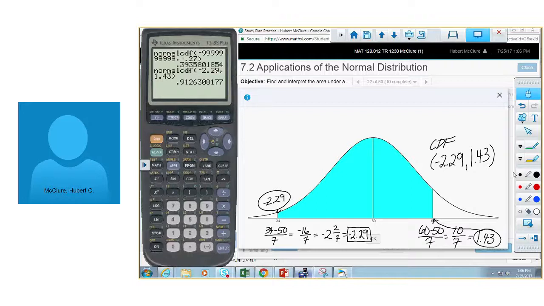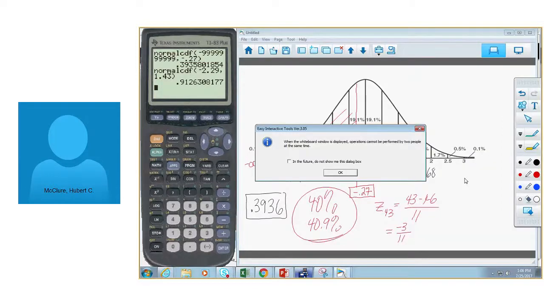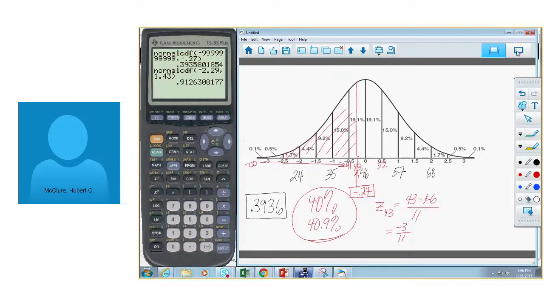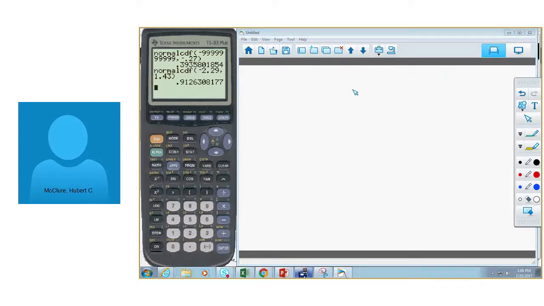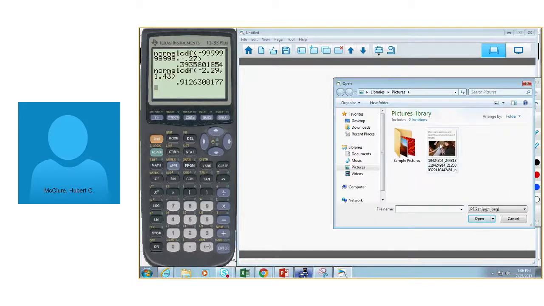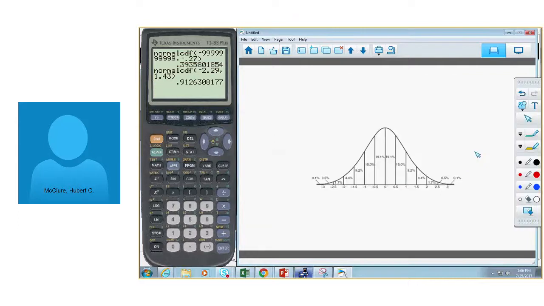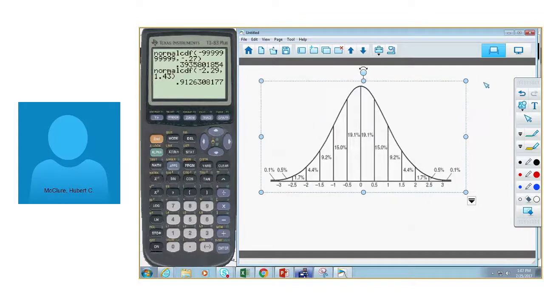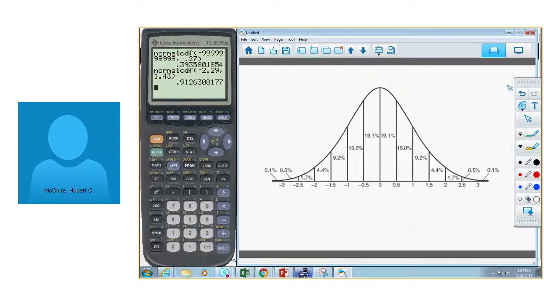Now, if you didn't have a calculator, I would highly suggest that you use a picture like the one that I'm bringing in. Because if you don't have a calculator, you're going to have to depend a lot on your common sense to make sure that you're getting a reasonable answer. So you take this picture.